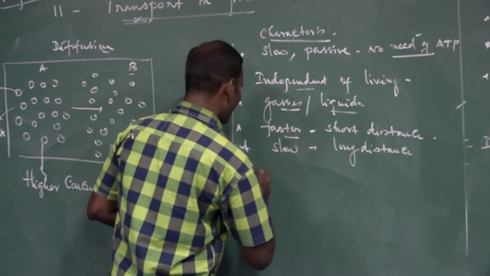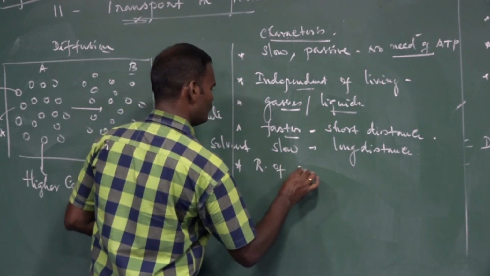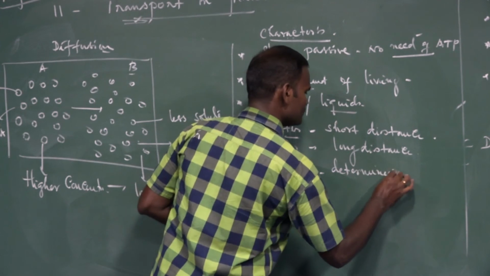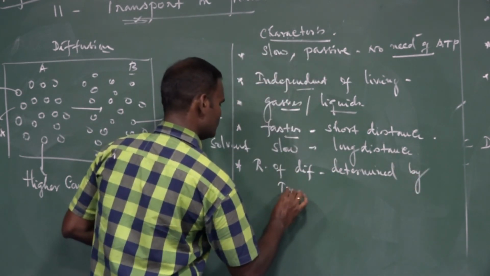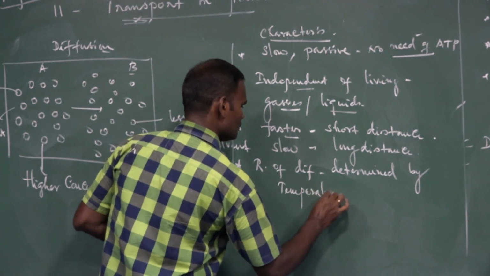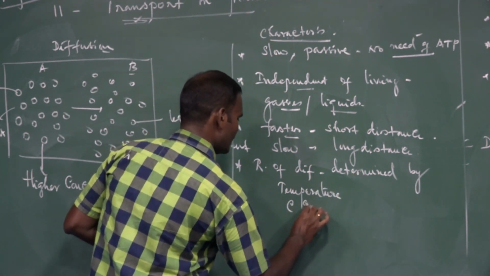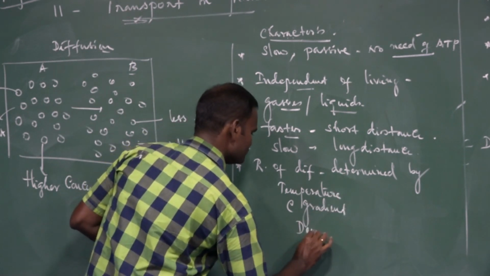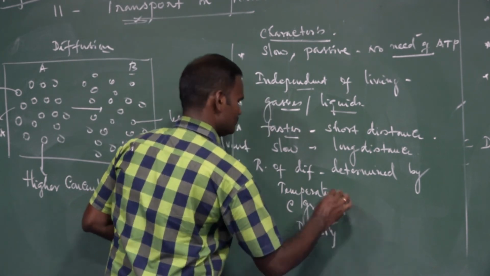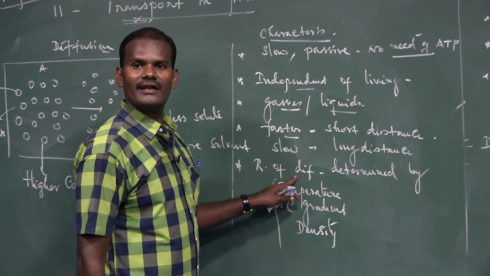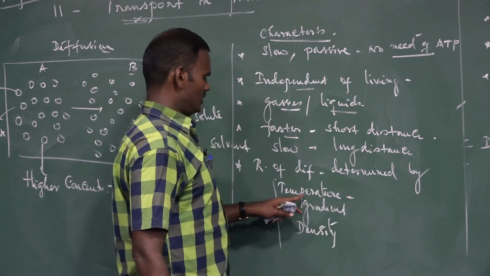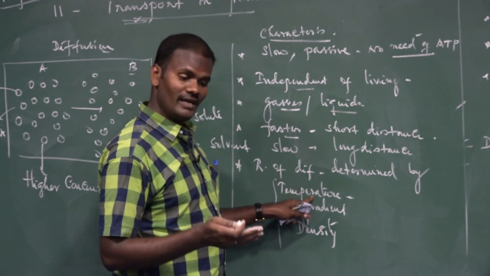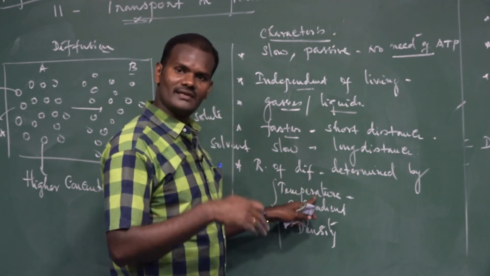The next, the rate of diffusion is determined by temperature, concentration gradient, then density. These are the factors which determine the rate of diffusion. The rate of diffusion is directly proportional to the temperature. If the temperature is increasing, the rate of diffusion is also automatically increasing.